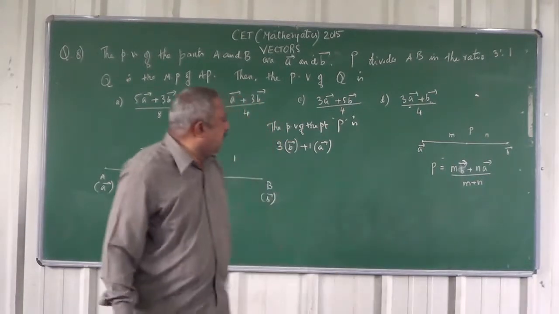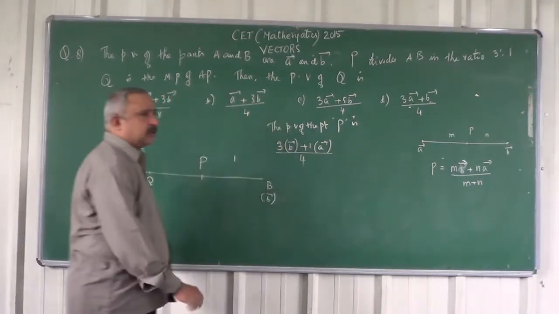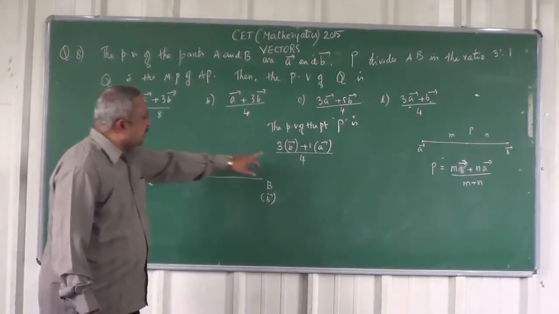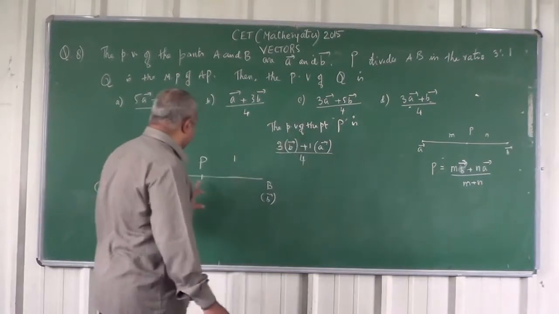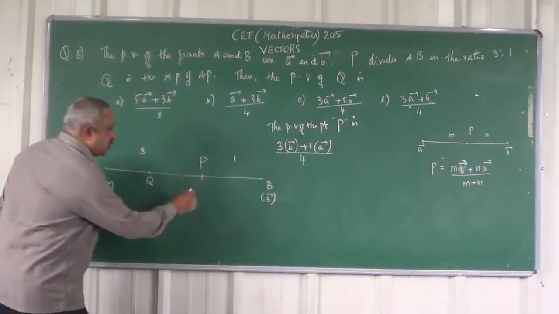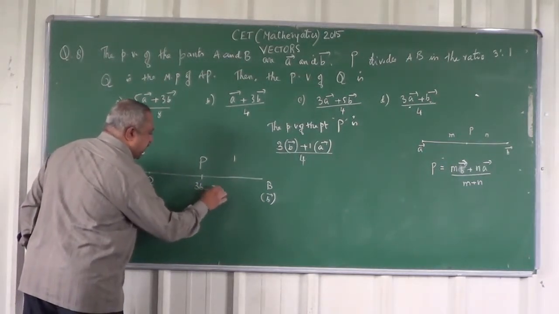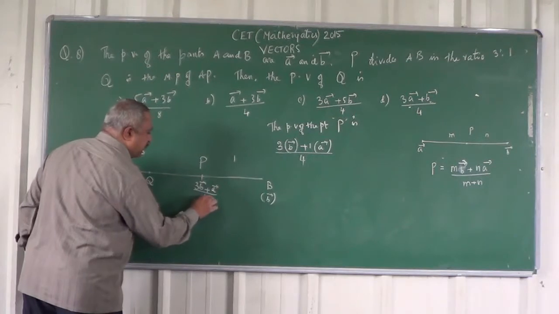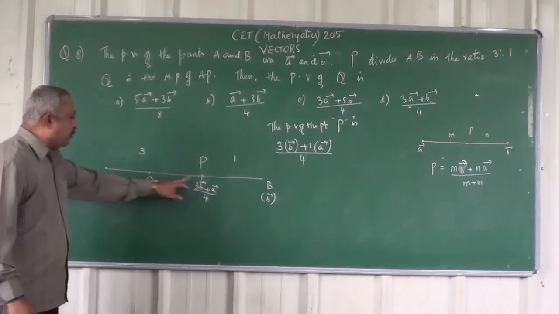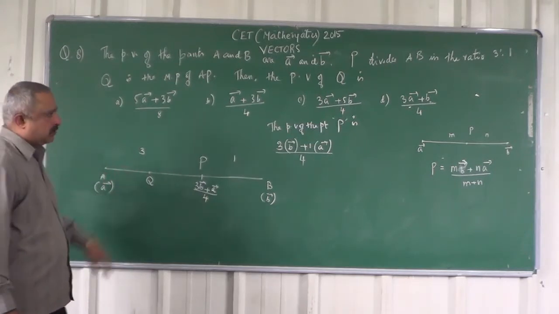So accordingly, what will you get as the position vector? See, this is the position vector of the point P. It is 3B vector plus vector A divided by 4. Now Q is the midpoint, so we use the midpoint formula.